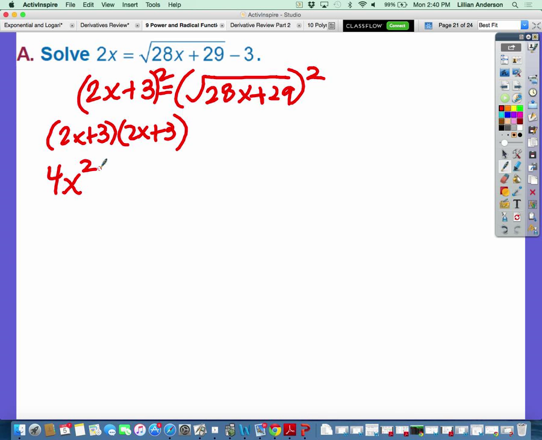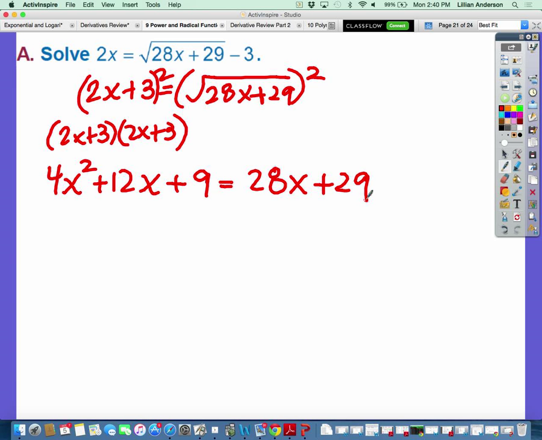Then what? Plus 6x. And then another 6x, which gives you the 12. And then plus 9. So remember to FOIL anytime you have a binomial being squared. Okay? Now from here, how do we solve for x?